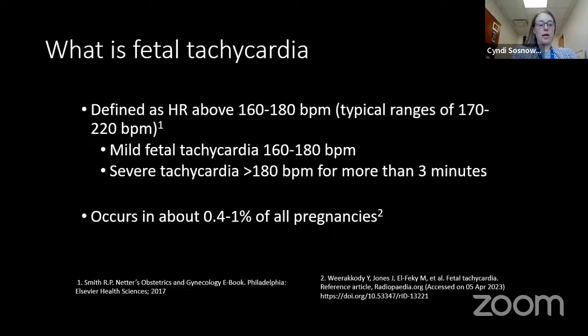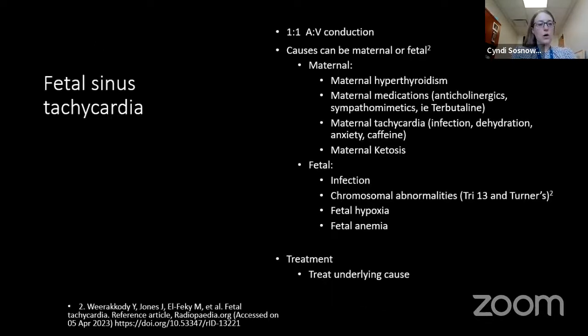And so looking at the relative occurrences of this, it happens in about every 0.4 to 1% of all pregnancies. So not extremely common, but common enough. With fetal sinus tachycardia, in addition to knowing that the heart rate should be less than 220, but above the normal 160 to 180, it should have one-to-one AV conduction. So that's going to be important.